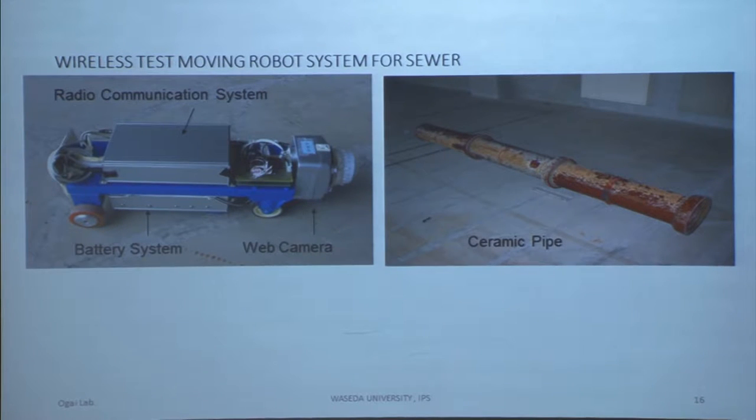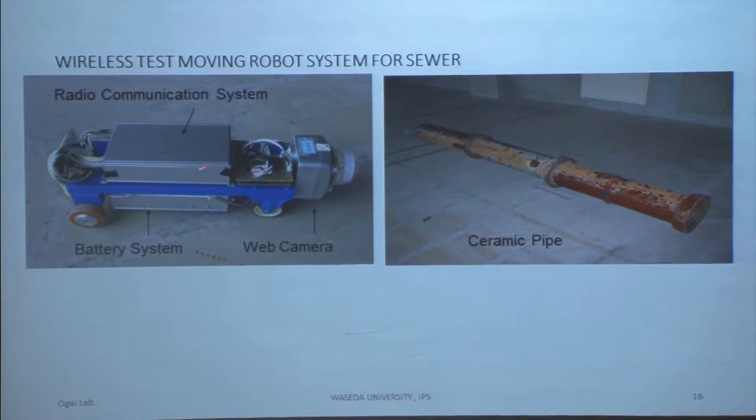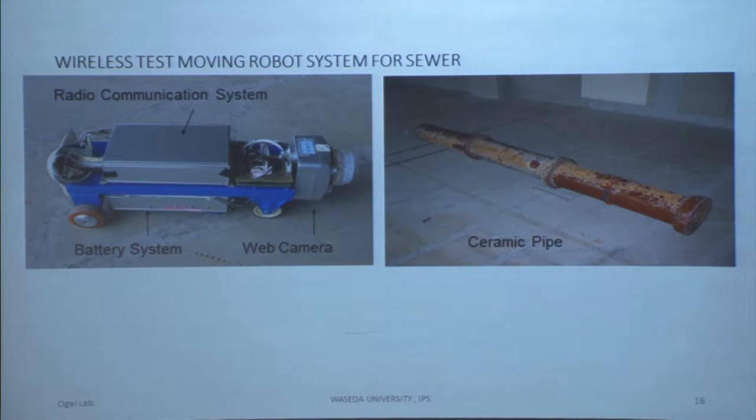And next, this is the first type of the wireless communication system. Next, we change the wireless communication system a little. Yesterday we discussed this robot. This is one camera, and this is a communication system, battery, and antenna. And this is the motor controller.